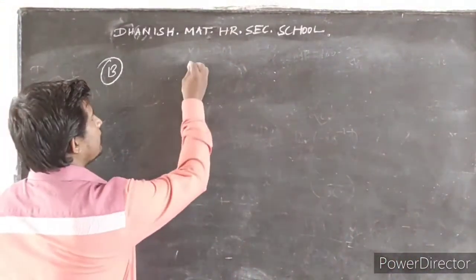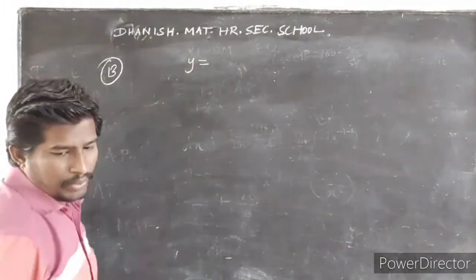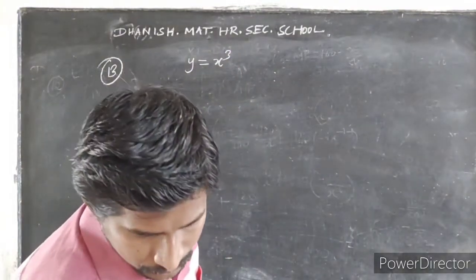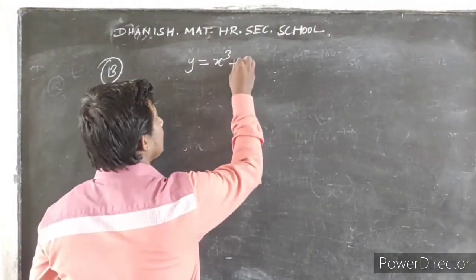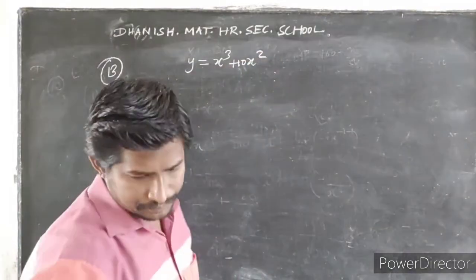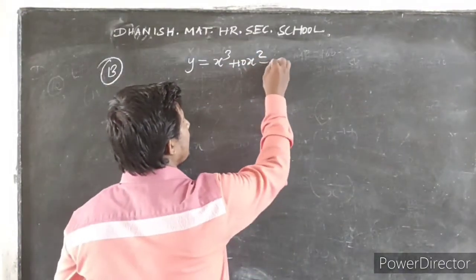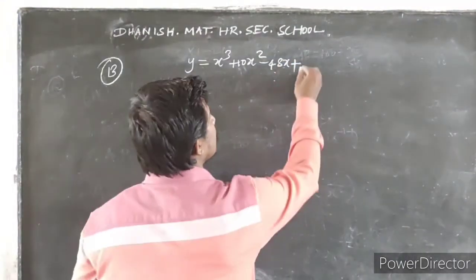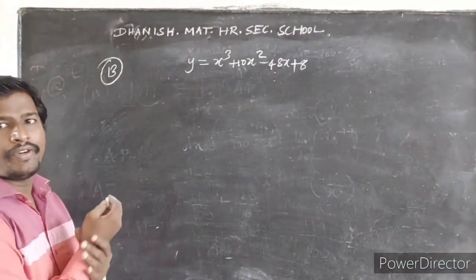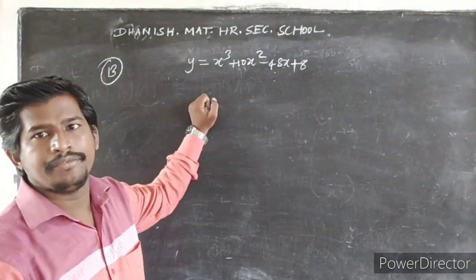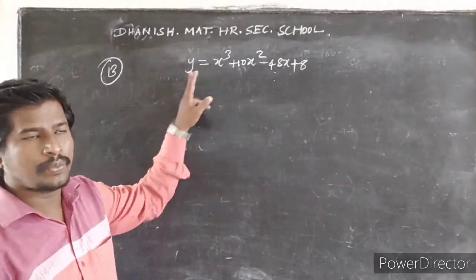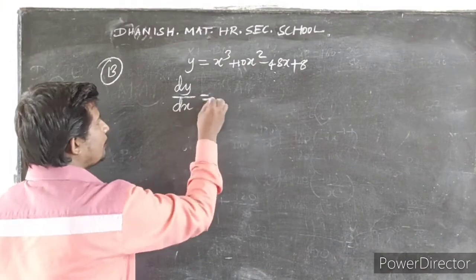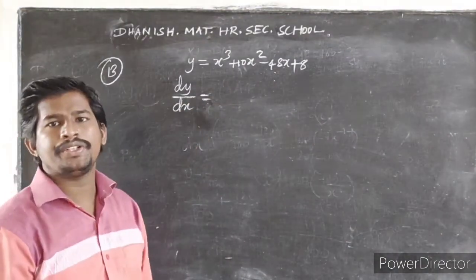So, before that, we can write the y. What's our y? y equal to x cube plus 10x square minus 48x plus 8. First we are going to find the marginal function of this y. So dy by dx. If you want to find the marginal of anything, you should differentiate, that's it.